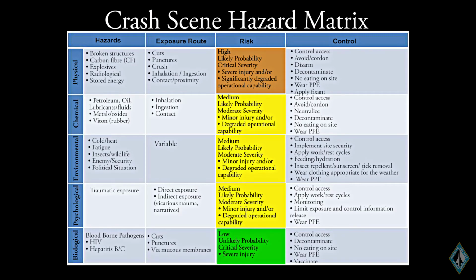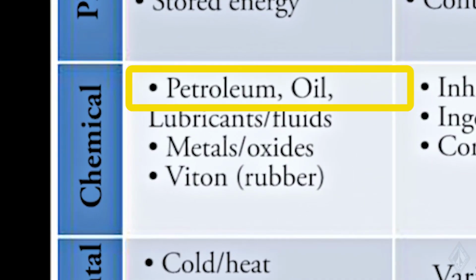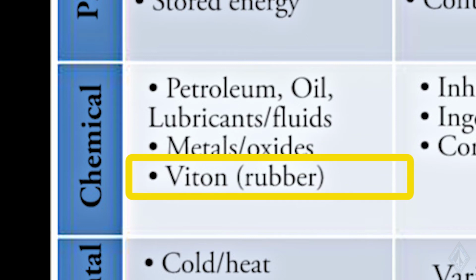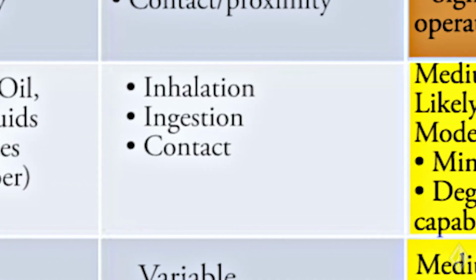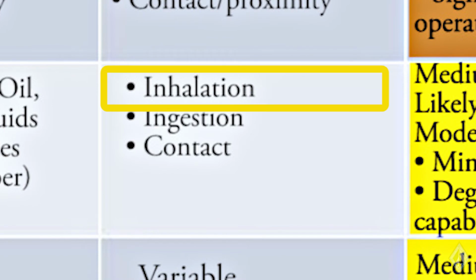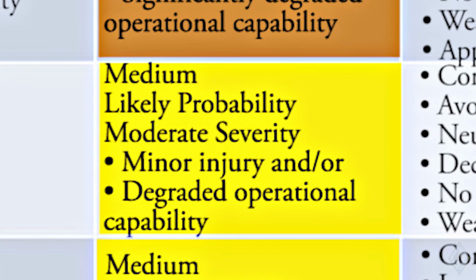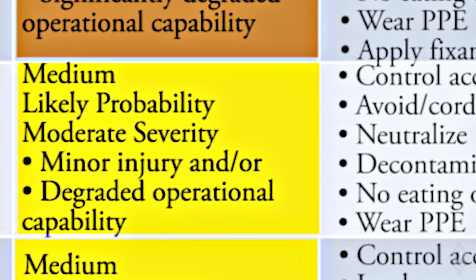Chemical hazards include petroleum, oil, lubricants, metals, metal oxides, and other chemical products of combustion, such as Viton, which is released from burning rubber. Exposure to chemical hazards is usually by inhalation, ingestion, and contact. For most crashes, chemical hazards are medium risk due to the high likelihood of moderate injury or mission impact.